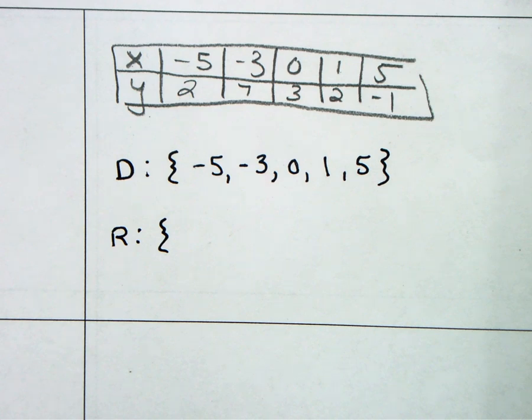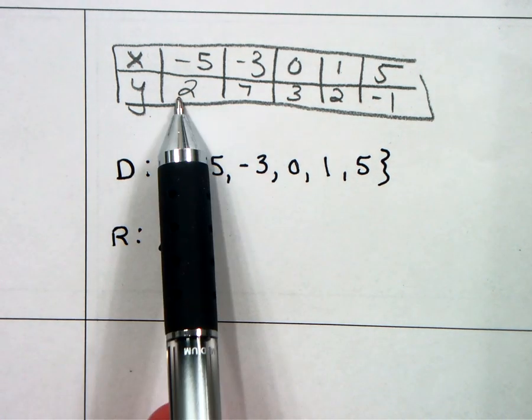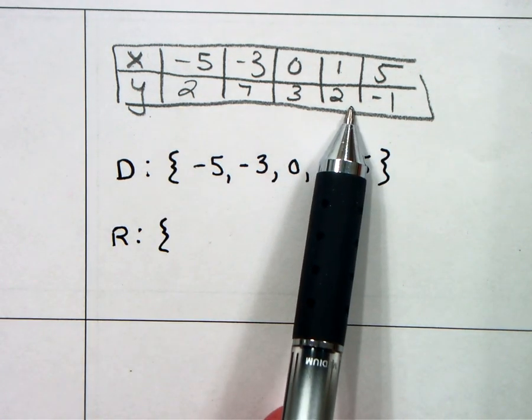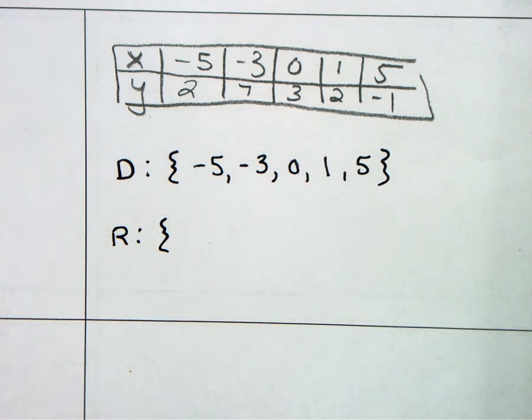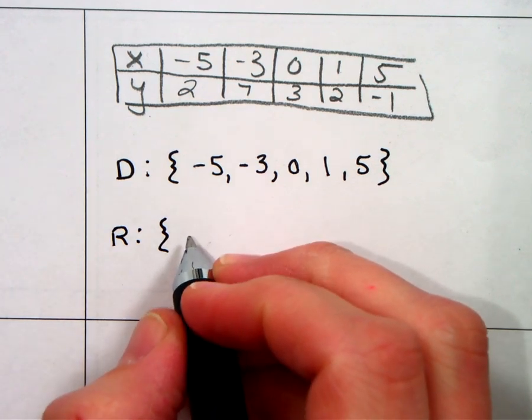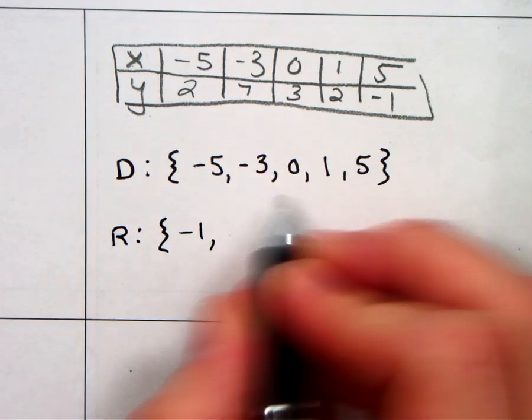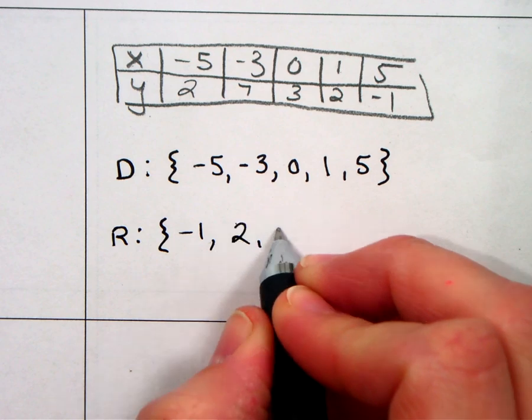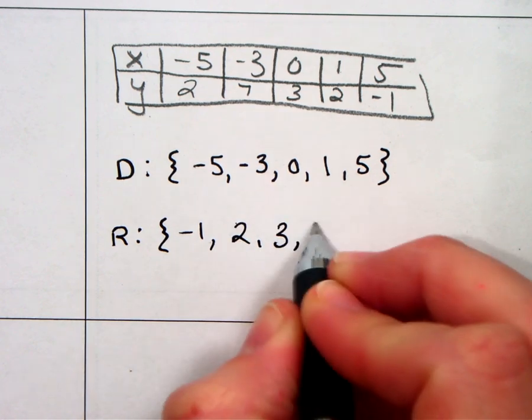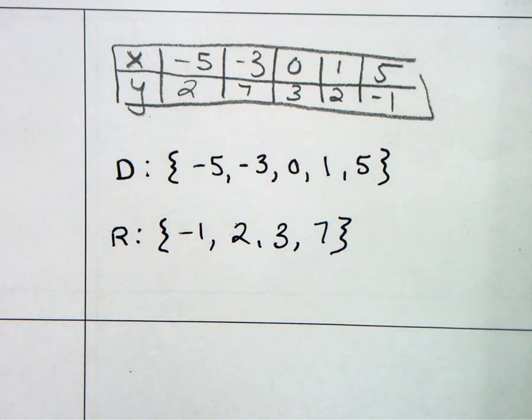When you go to the Y's, though, are the Y's in order? No. And there's a number twice, right? So there's a 2 here and a 2 here. So you're going to write it 2 times? Nope. You just write it once. Okay? So list them out for me, smallest to largest. Got them already? Go ahead. -1. Okay. 2. Okay. 3. Okay. There you go. With a fancy little bracket on the end. Wow. I like it.